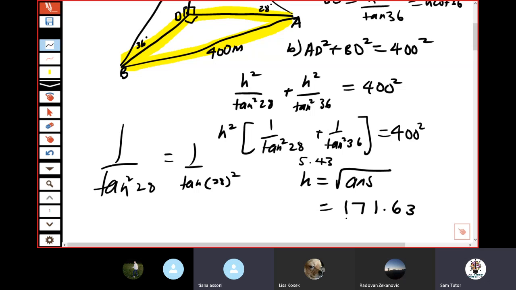Sam, how did you get 171.63? So did you get this bit, 5.43? Yeah. Okay, then you would have done, well, and then what would you have done? You would have usually done this number, so 400 squared, divided by this, so divided by whatever all of this was. And what do you see? Press equals. I got 29,000.